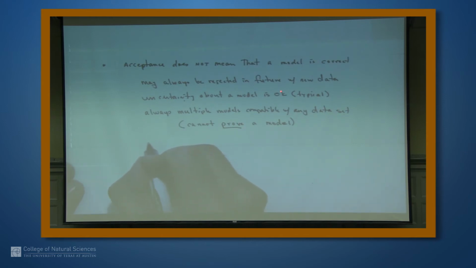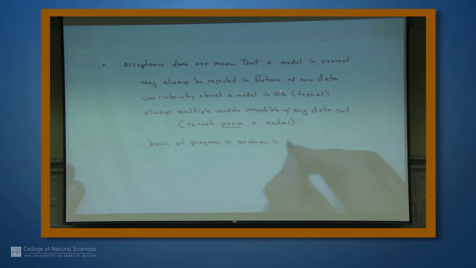And the basis of progress in science is continual improvement of models. In other words, we're rejecting old models, or at least refining old models and replacing them with better ones.